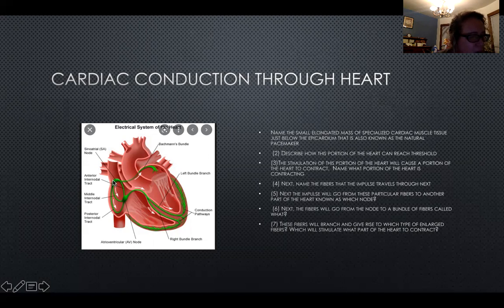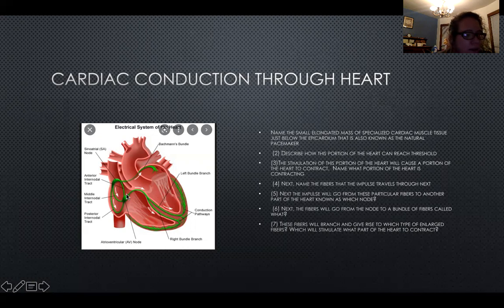And then it's going to cause the atria of the heart to contract. And then what's going to happen is this impulse can travel. It's going to travel through junctional fibers, they're called, to the AV node, which you can see, the tract and the AV node.